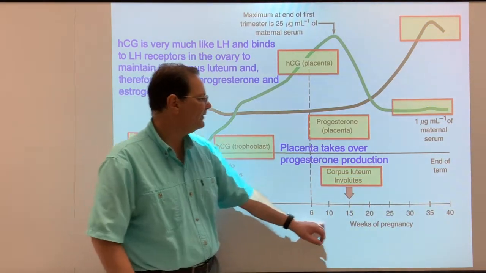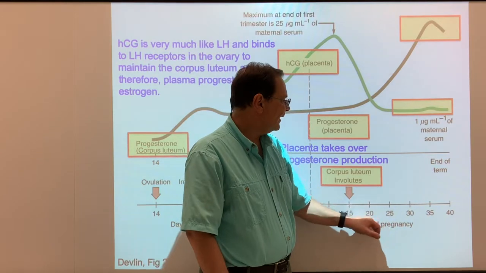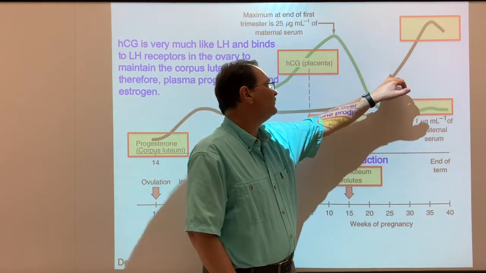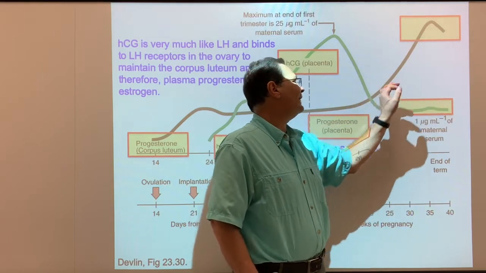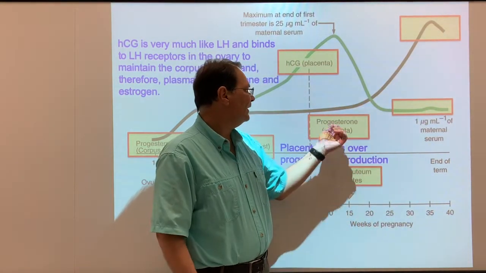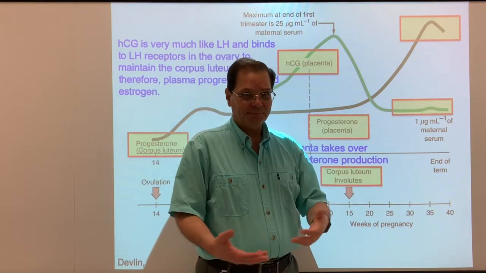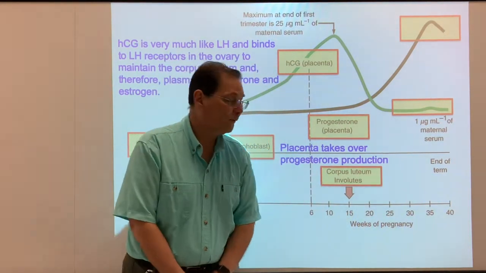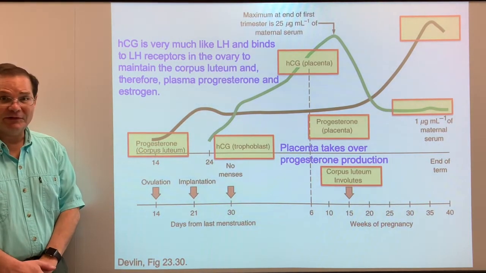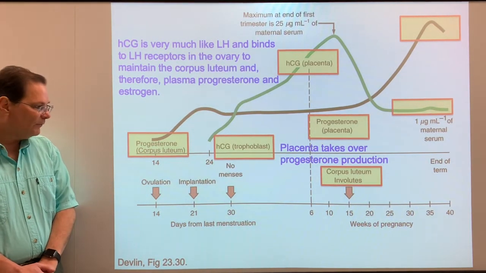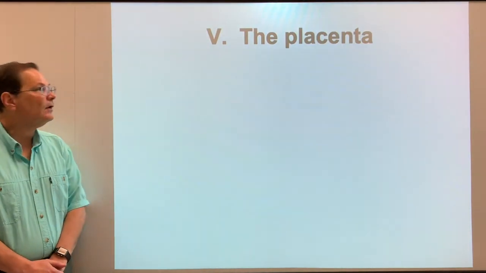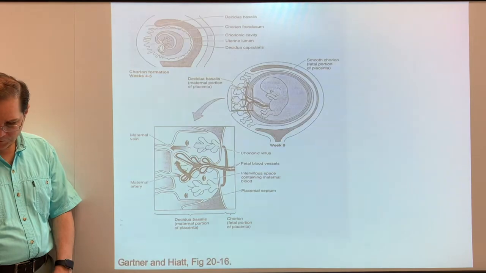Okay, the HCG toward the end of this, in later weeks of pregnancy, is relatively low, but the progesterone remains extremely high, and in fact it has increased through pregnancy, as does estrogen, because the placenta secretes more and more of it over time, which is necessary for the continued progress of pregnancy. Okay, so let's talk a little bit about the placenta.